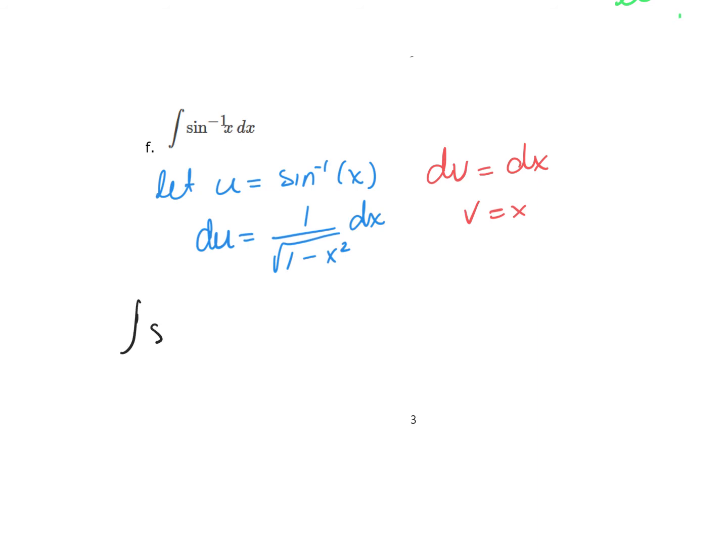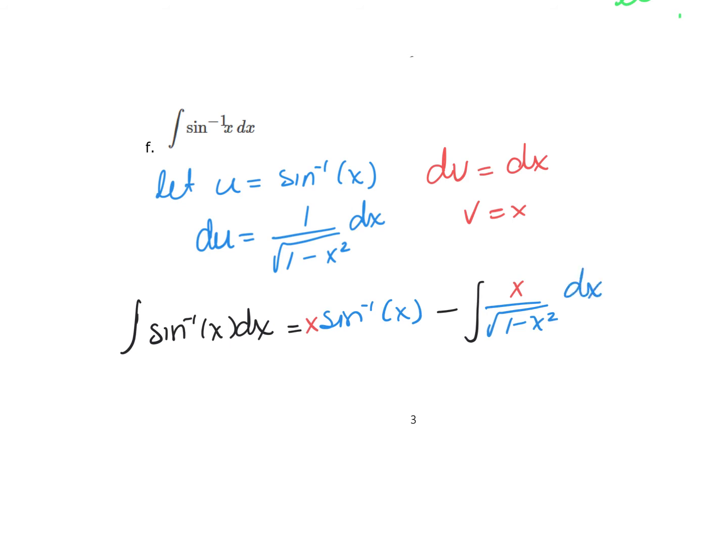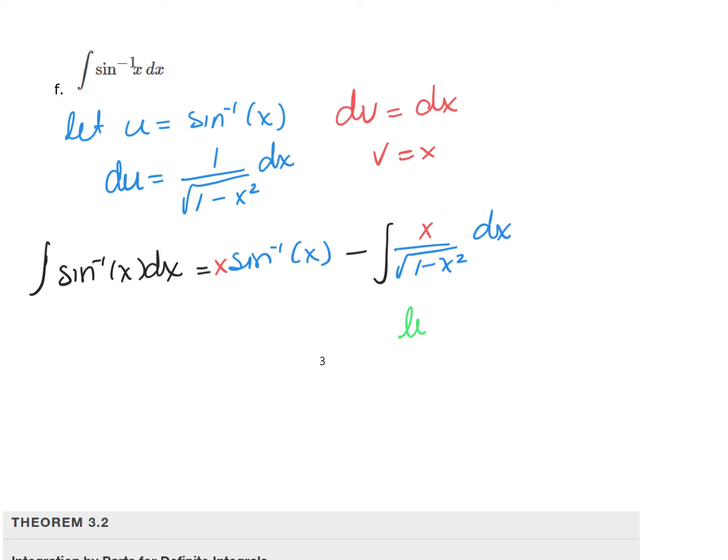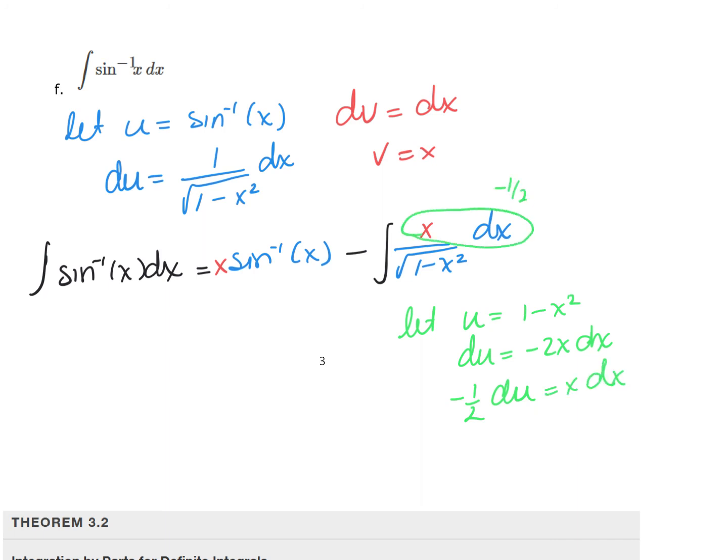That means this integration of the sine inverse of x dx is going to be equal to the sine inverse of x multiplied by the x, there's my uv, minus the integration of x over the square root of 1 minus x squared dx. And this is a nice u substitution. So we say let u equal 1 minus x squared, du is equal to negative 2x dx. And so negative 1/2 du is equal to x dx. So then this gets replaced with a negative 1/2 du. This gets replaced with u.